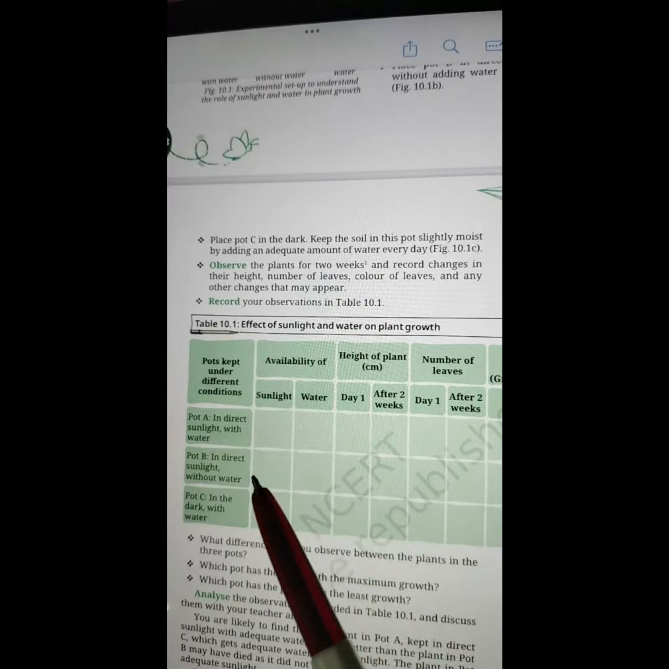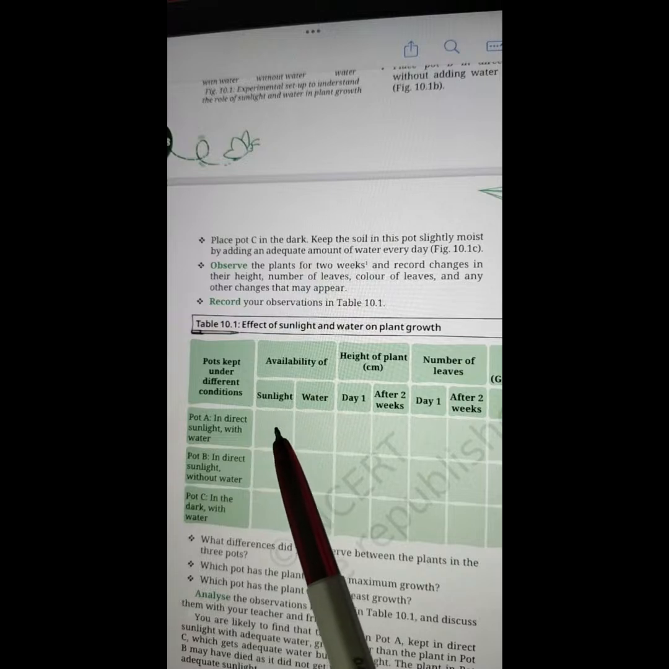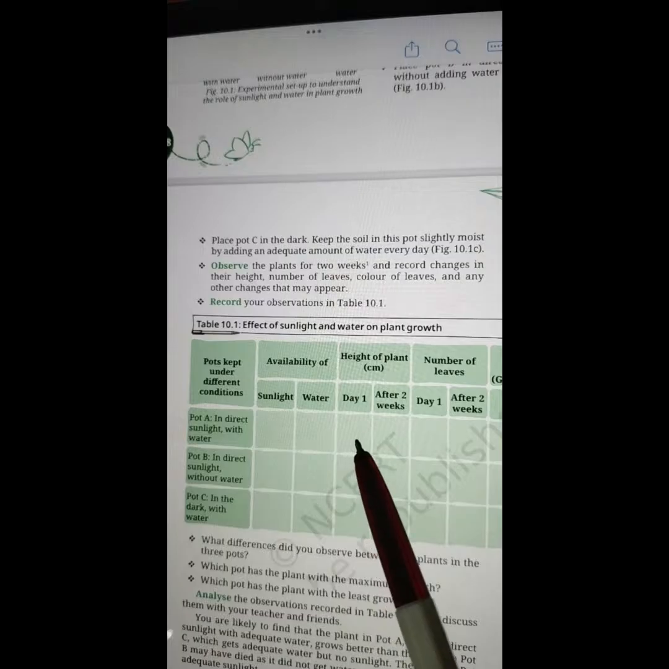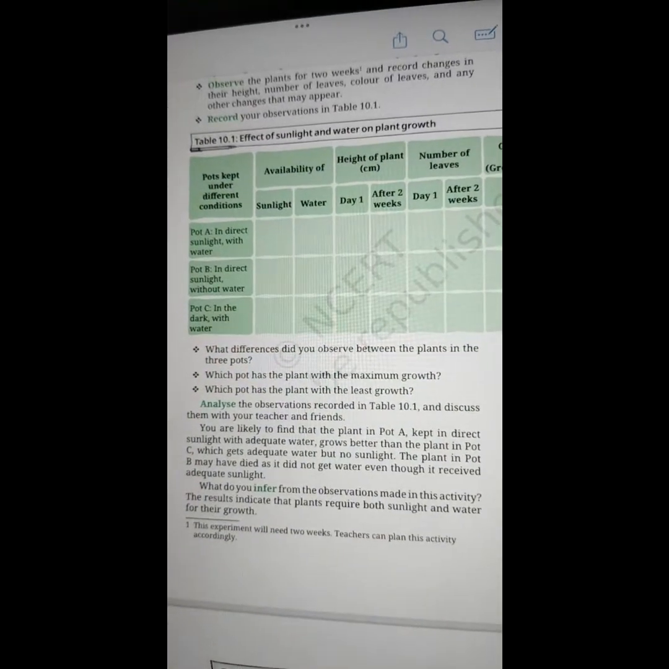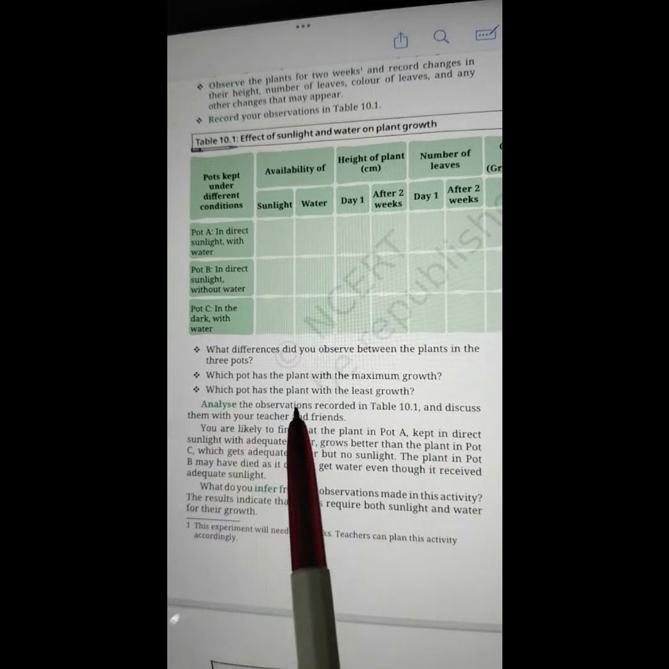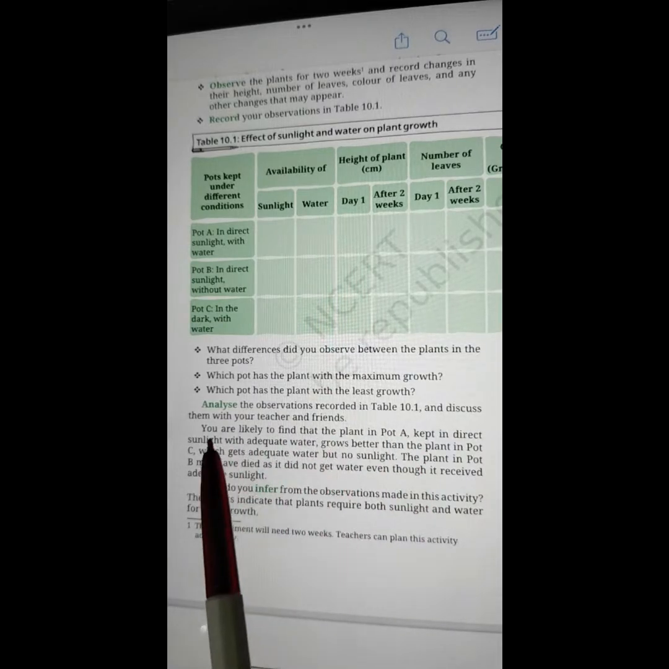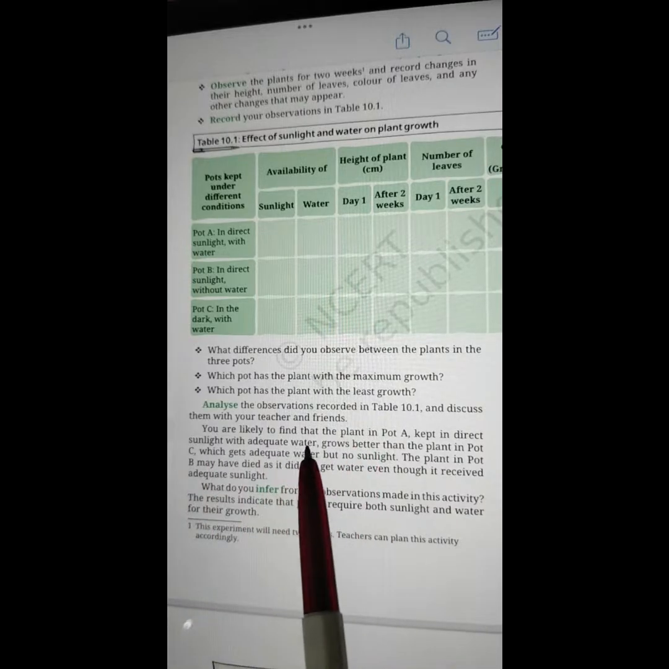So you need to record your observations for pot A, pot B, pot C, for the sunlight availability, the water that you have given, height increase each day, number of leaves on day 1 or after 2 weeks, and the color of leaves if you observe any change. What difference did you observe between the plants in three pots? Which pot has the plant with the maximum growth? Which pot has the plant with the least growth? Analyze the observations recorded in Table 10.1 and discuss them with your teacher and friends.